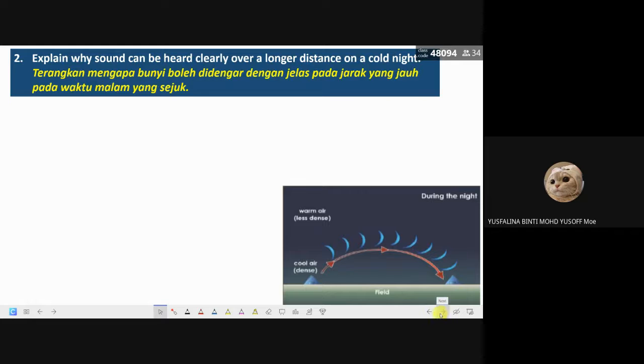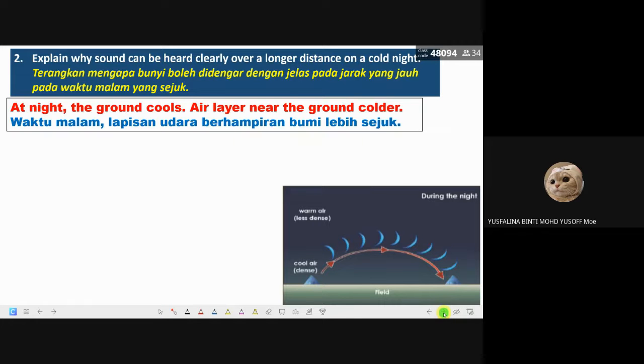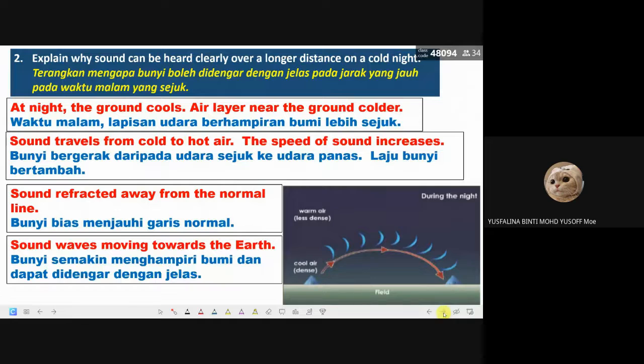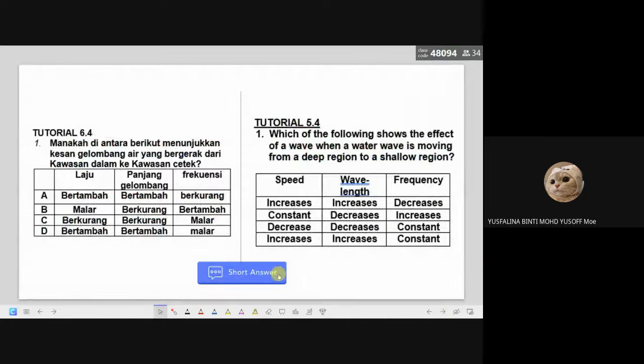I think I stopped last week until here, right? Is it correct? So now we will answer a few questions. Can you please answer this one?